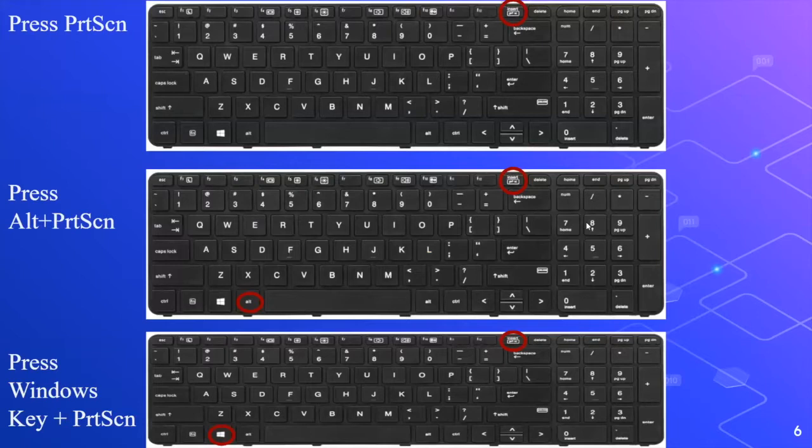Basically, this is how it would look on a keyboard when you were to use the shortcuts. So here is the Print Screen key. So this is using just the Print Screen. This is using Alt Print Screen, and this is using the Windows key and Print Screen.